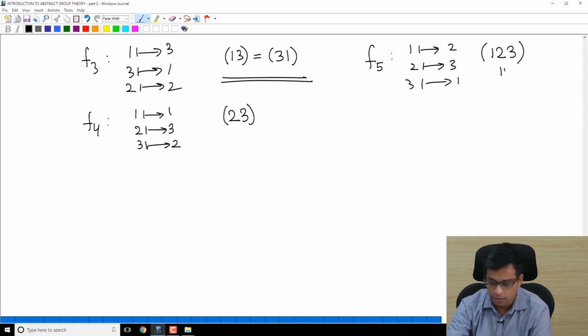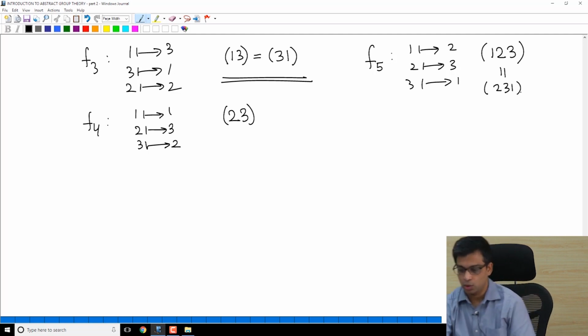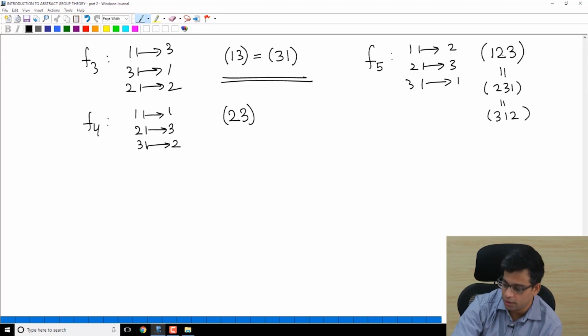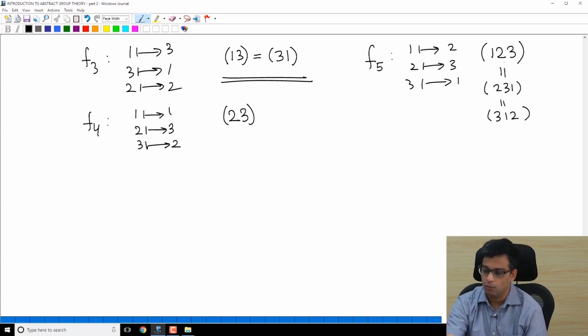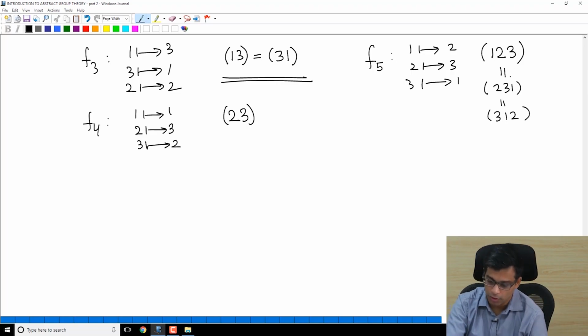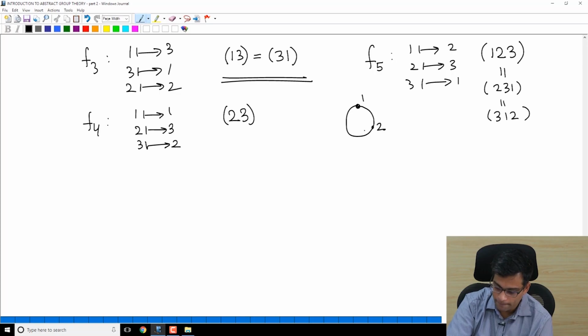But again, just like before, I can cycle them and I don't change the function. So for example, I can also write this as 2 3 1, 2 goes to 3, 3 goes to 1, 1 goes to 2. I can also write this as 3 1 2. So there is some ambiguity in which order what you start with, but there is no ambiguity in the order in which they appear. So the correct way to think of them is 1 2 3.